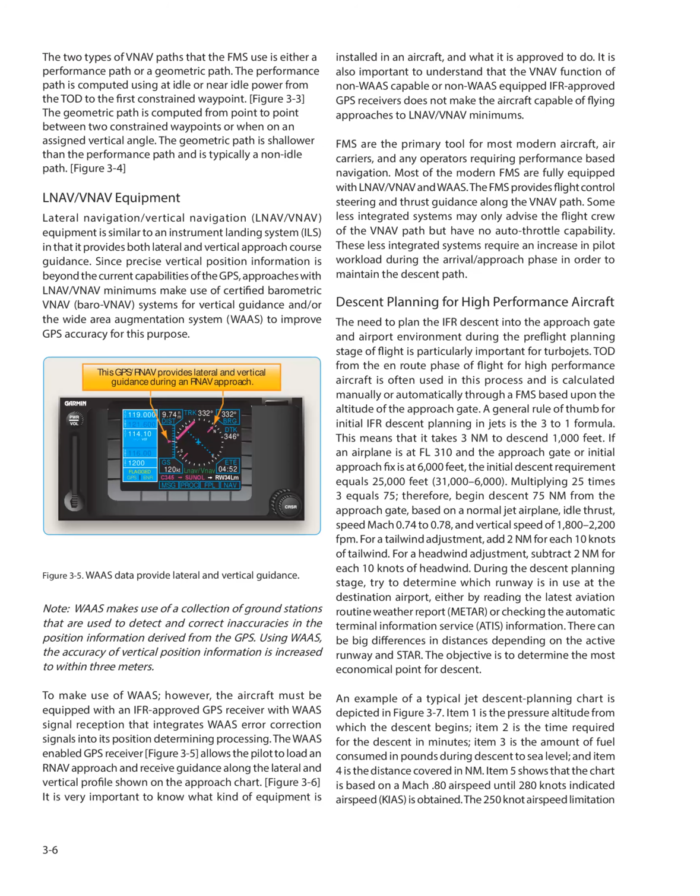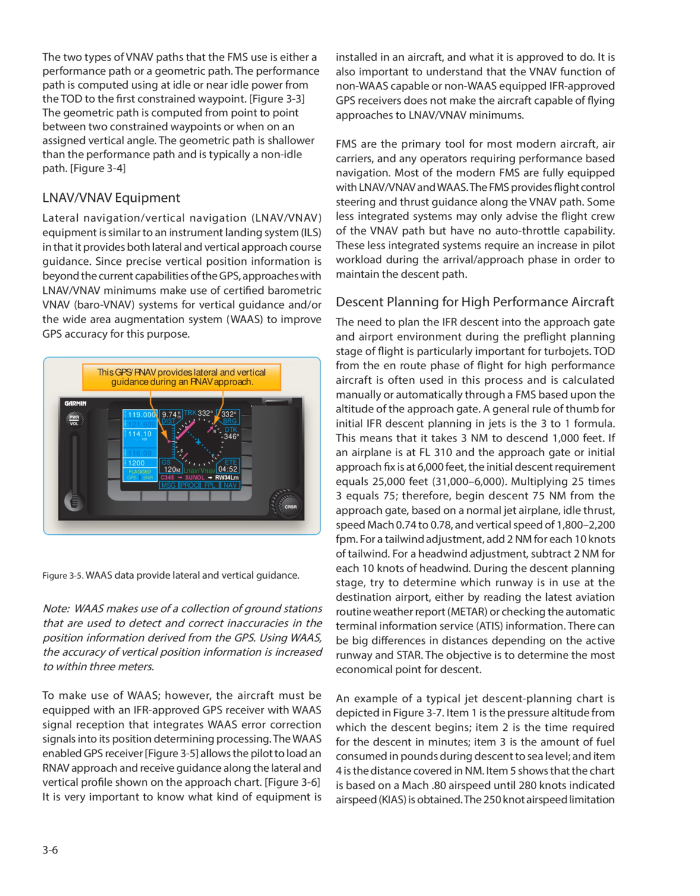The two types of VNAV paths that the FMS uses are either a performance path or a geometric path. The performance path is computed using idle or near idle power from the TOD to the first constrained waypoint (Figure 3.3). The geometric path is computed from point to point between two constrained waypoints or when on an assigned vertical angle. The geometric path is shallower than the performance path and is typically a non-idle path.